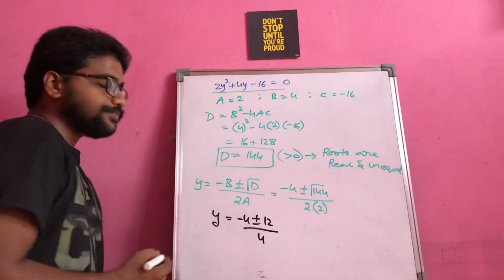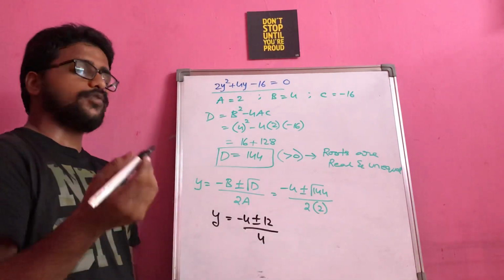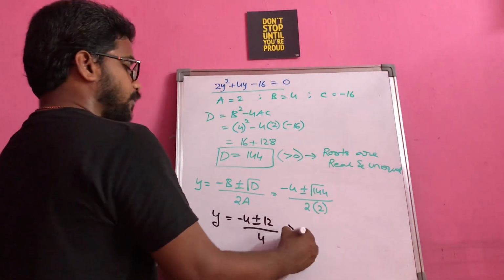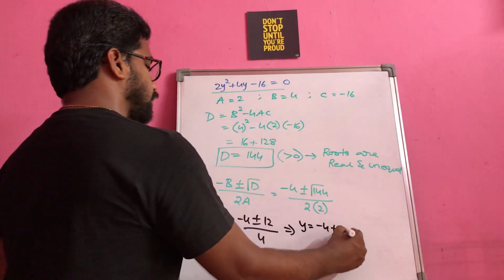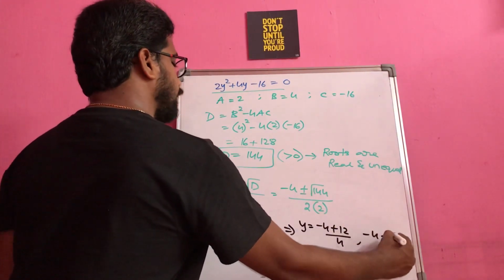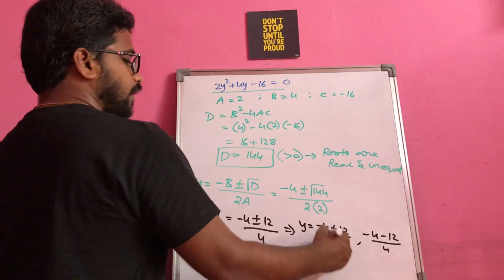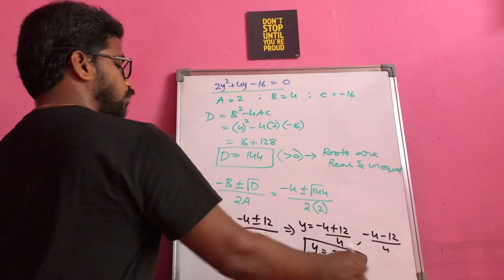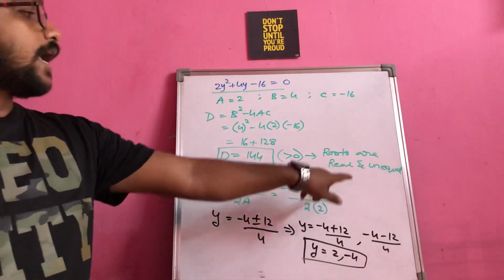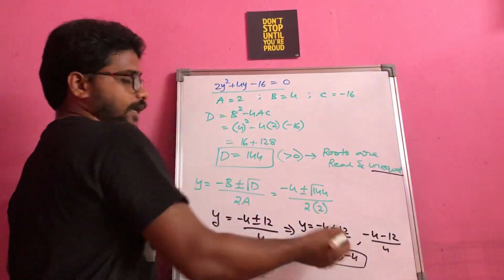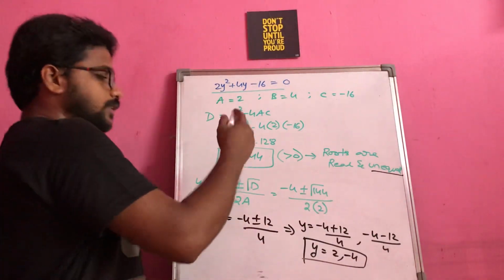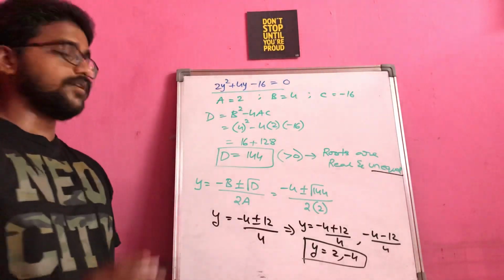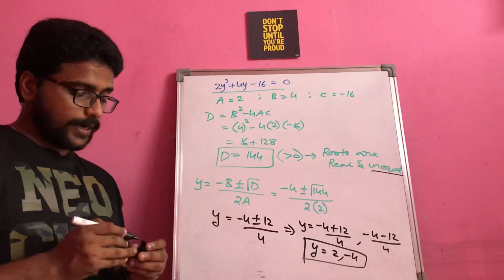If you take a plus case, you will get one root. If you take a minus case, you will get another root. So if I proceed further, y is equal to minus 4 plus 12 by 4, comma, minus 4 minus 12 by 4. I will be getting 8 by 4, which is 2. This is minus 4. So you can observe the roots here. These are real numbers and unequal. These are not equal, 2 and minus 4. So this is how you have to find out the roots of a given quadratic equation using the quadratic formula, right?